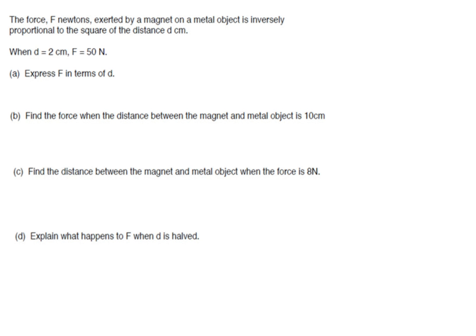The force F newtons exerted by a magnet on a metal object is inversely proportional to the square of the distance. So all we do first is write F equals, it's inversely proportional, so k over the square of the distance. Just that makes you feel in control. Then they'll give you the values of d and F, and you have to find k. So let's stick them in.